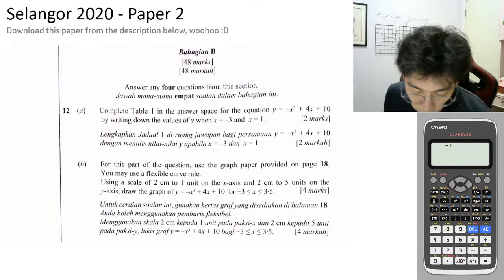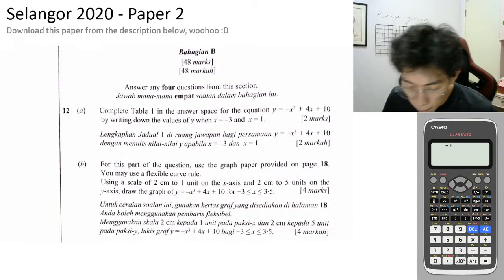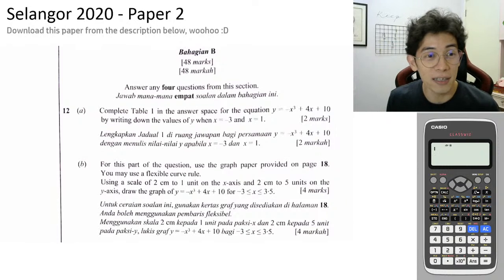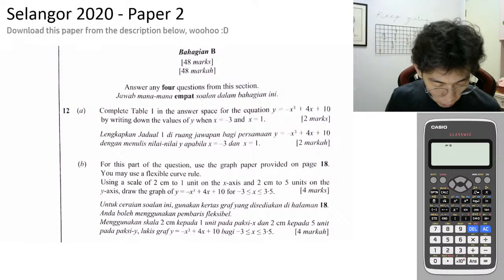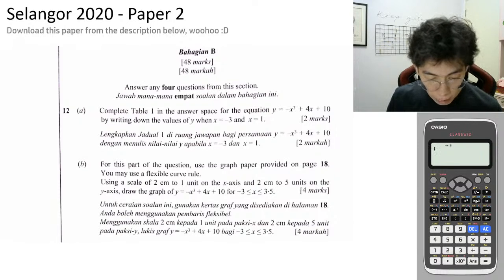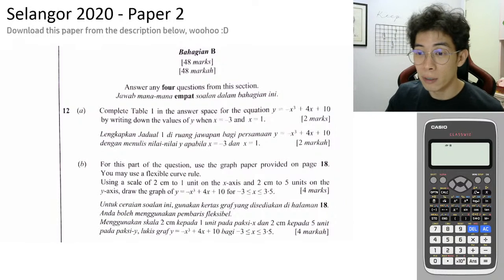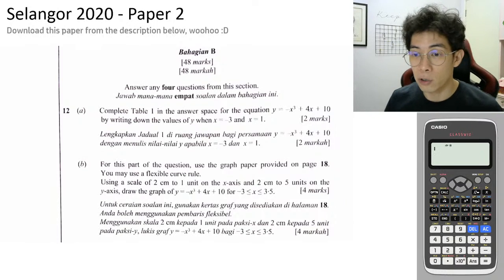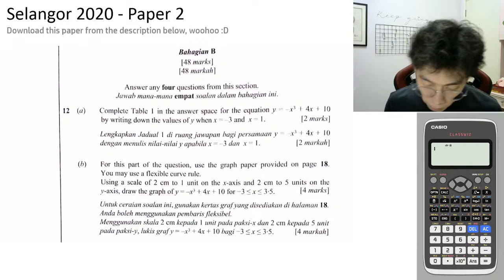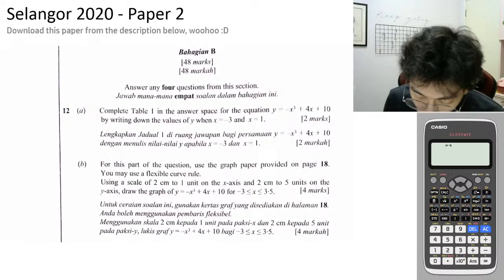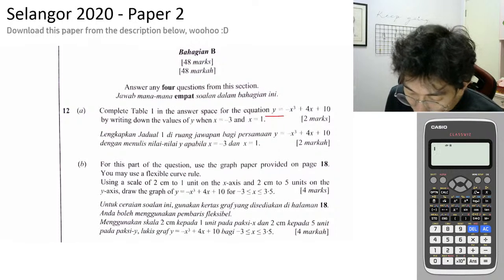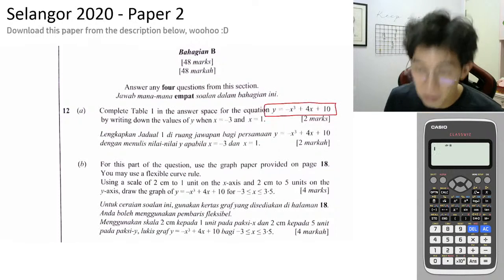Let's do it. 12A, complete table 1 in the answer space with this equation. This equation is very important. By the way, Selangor paper, this graph normal only.